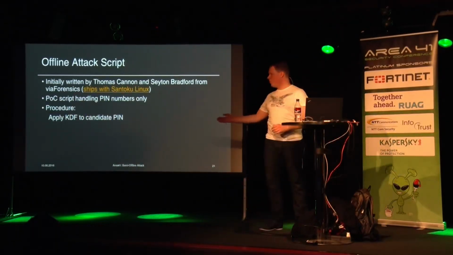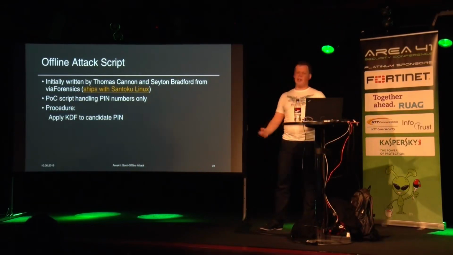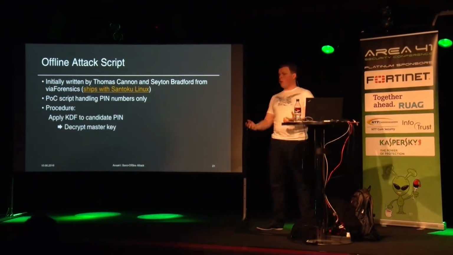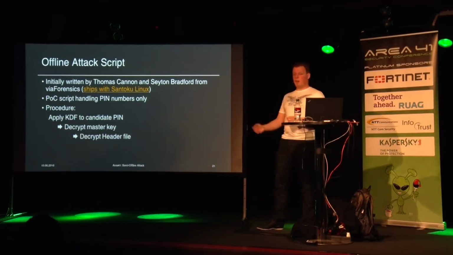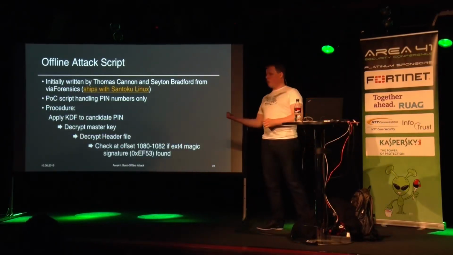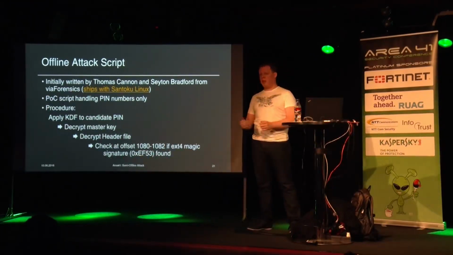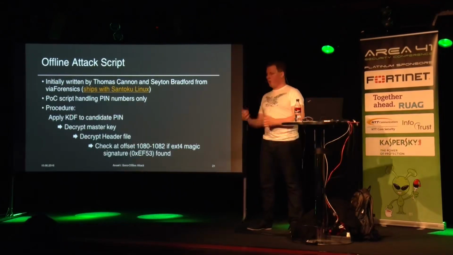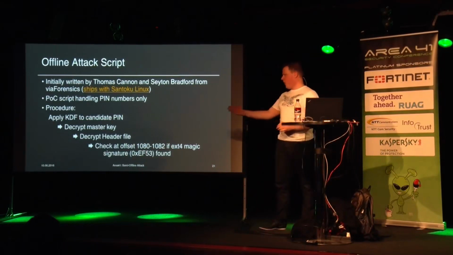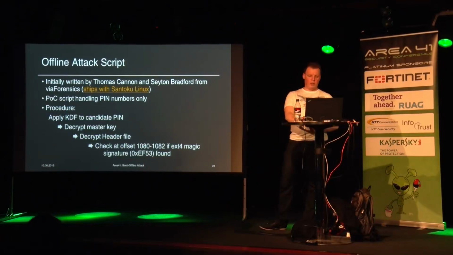How does it work? Simple. I take a candidate PIN, apply the KDF, decrypt the master key, decrypt the header file, and check if it's actually decrypted. This one is my addition to that script: check for the ext4 magic signature number. Before that, it only looked at offset 16 to 32 for 16 null bytes, which should be there with ext4, but it's kind of a poor man's solution. We have a signature here, so I now do both checks. And when I find the PIN, I can decrypt the master key and the whole data.